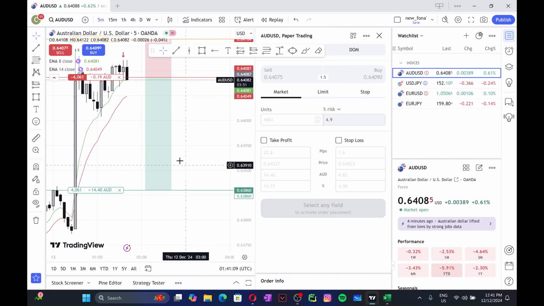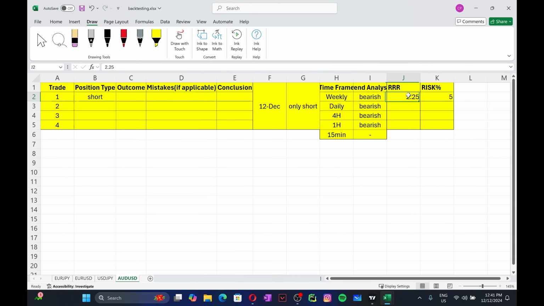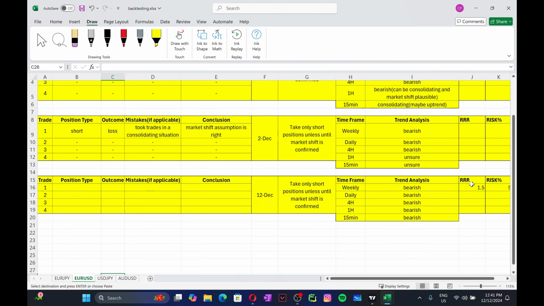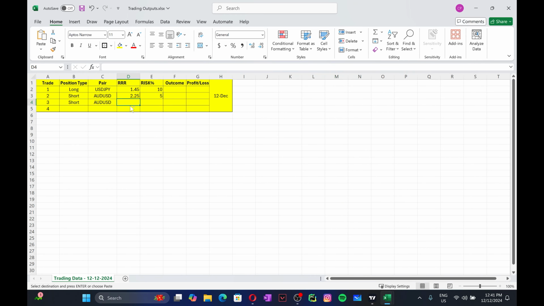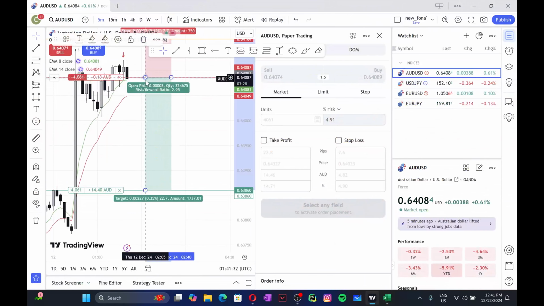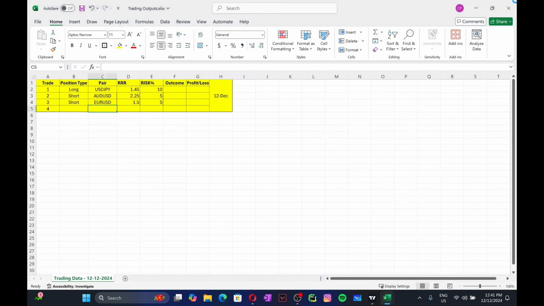and the risk to reward ratio, I can actually get it from this. So in AUD USD, these are the metrics, and EUR USD metrics, EUR USD, and yeah, well, I think that is it. So I think we can close this and have this only open.